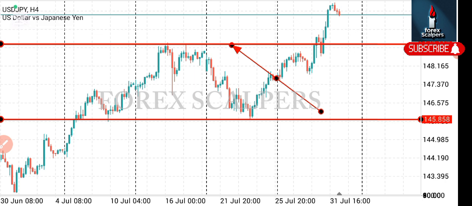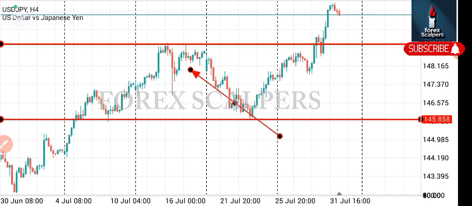So if that is the case, how then do we mark areas of support and resistance? It is important, number one, that your area of support and resistance must be treated as a zone. Being treated as a zone simply means that you will not be considering this single line as your area of support and resistance.